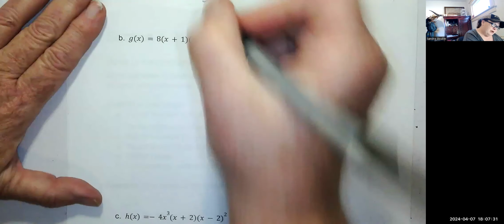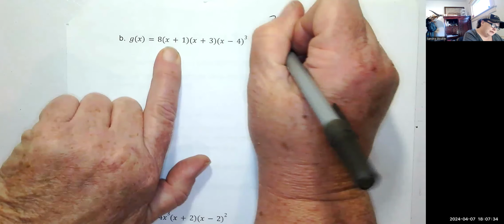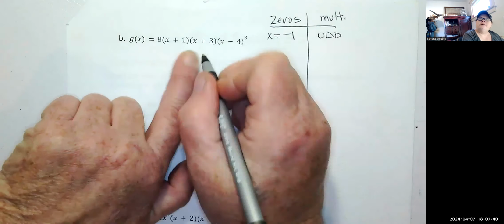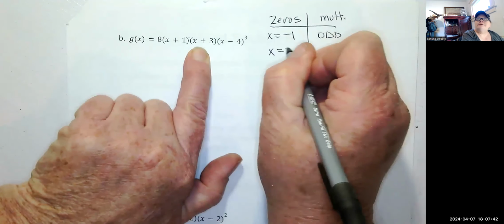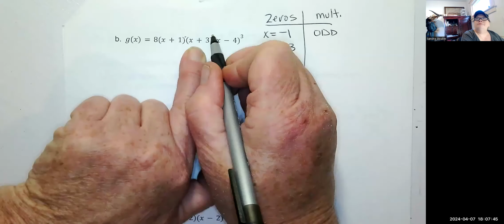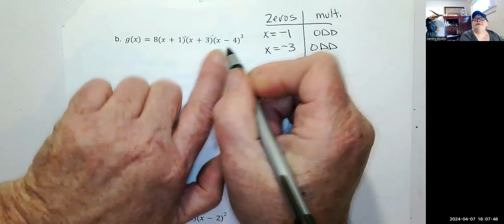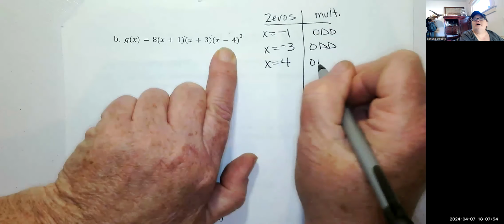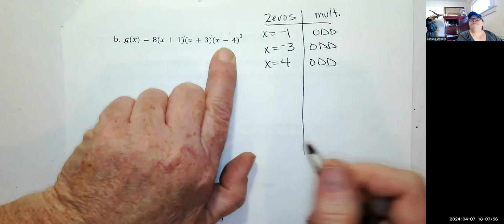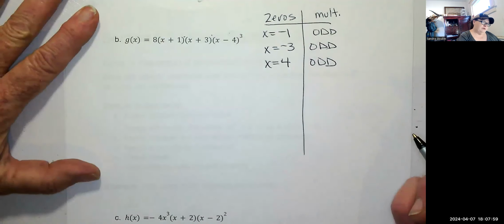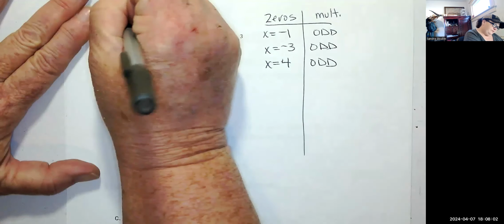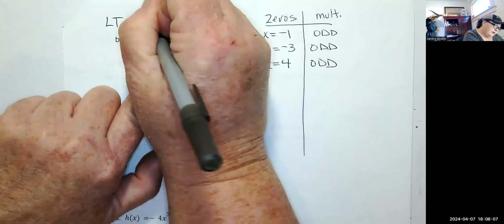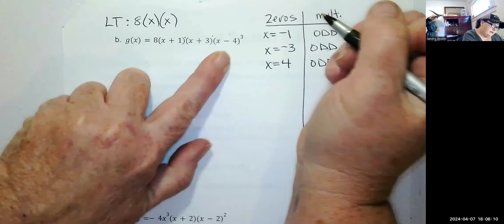So x plus 1 is going to be x equals negative 1, and that's an odd multiplicity because the exponent's 1. x plus 3 is going to give me x equals negative 3, a zero. It too is odd because it has an exponent of 1. And then x minus 4 is going to give me x equals positive 4, and it too has an odd multiplicity. All right. The next thing is, what's my leading term? My leading term is 8 times x times x times x cubed.